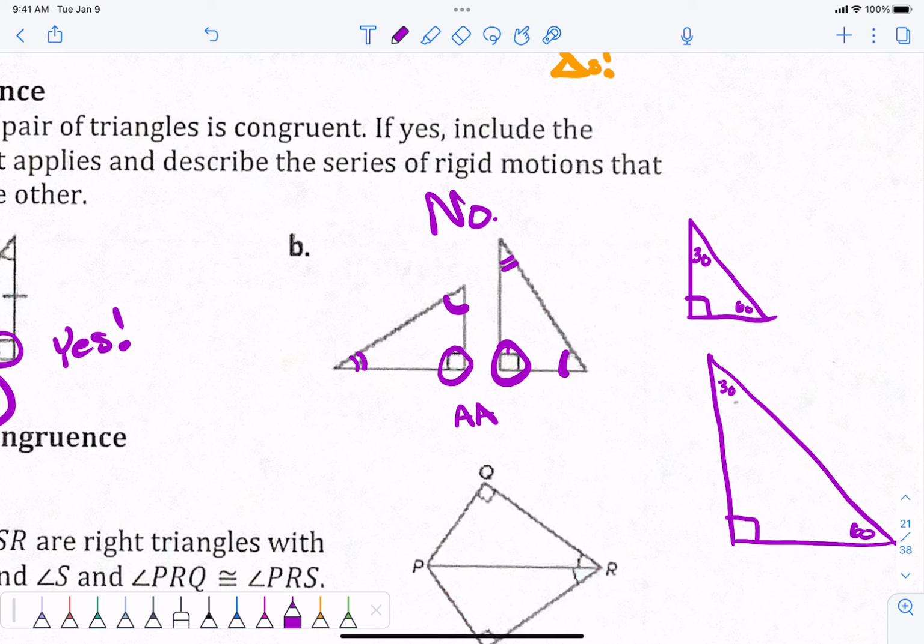Okay, this is kind of like the angle thing, right? AAA is not a thing in math. Okay, happy with that? Let's do some proofs.